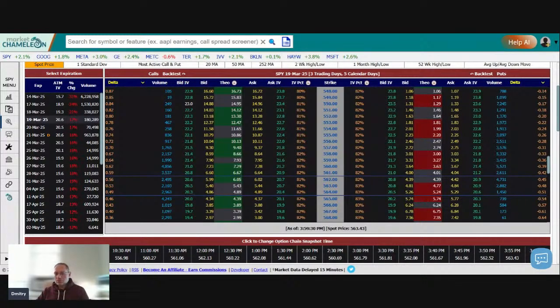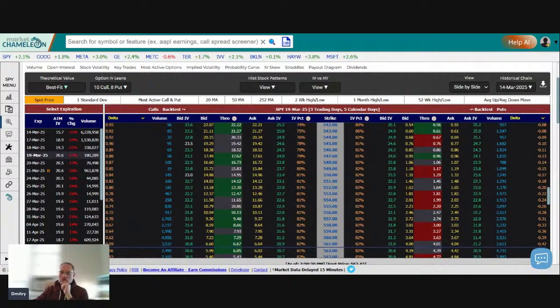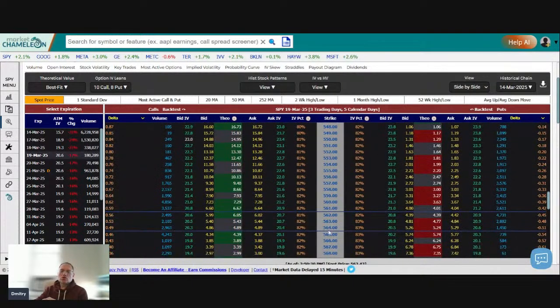So by default over here, right now, we have it set to, so here are the theoretical values you could run. And by default, we have this called best fit implied volatility curve. What this will do is look at the implied volatility structure within the expiration and use the binomial model. So it's an options pricing model.